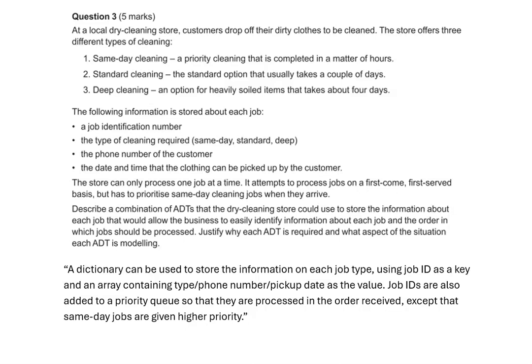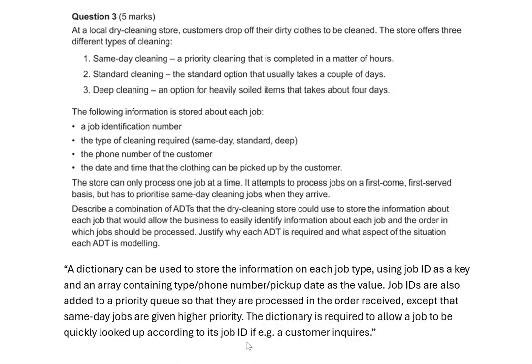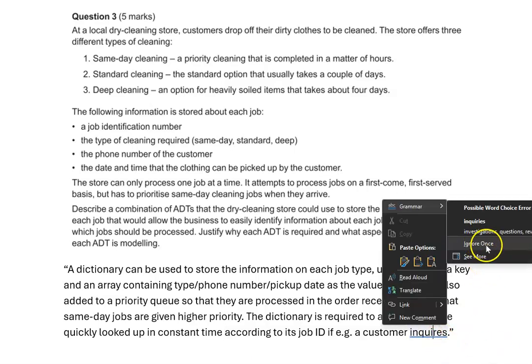So we have explained the ADT, and I think we've got everything covered here. We now need to justify why each ADT is required. Now, pretty much done that with the priority queue. We also need to say why the dictionary is required. So we've said here why the dictionary is required. Oh, we said quickly looked up. Let's just add those lovely words in constant time. And I've added a sentence to say, in case the customer inquires. I'm pretty sure that's an okay word.